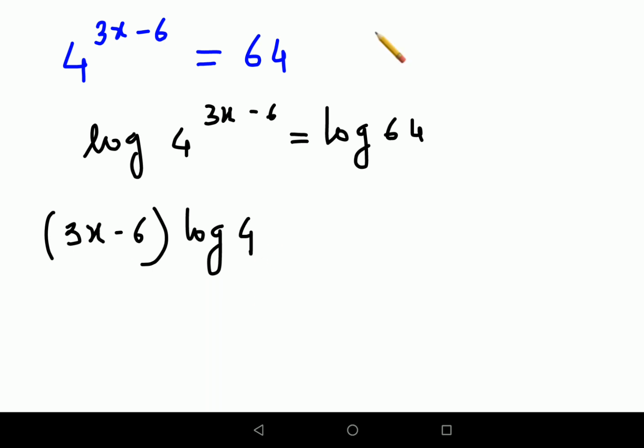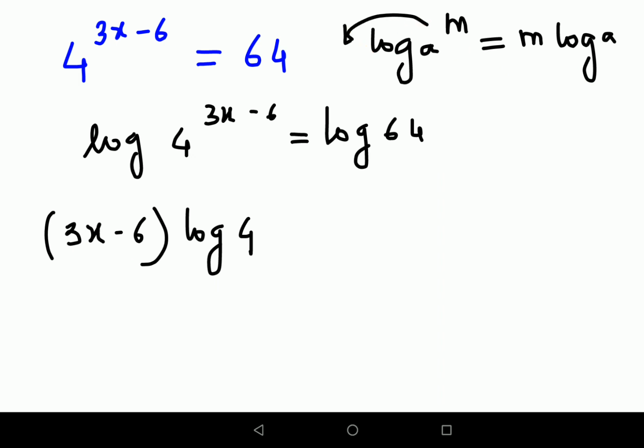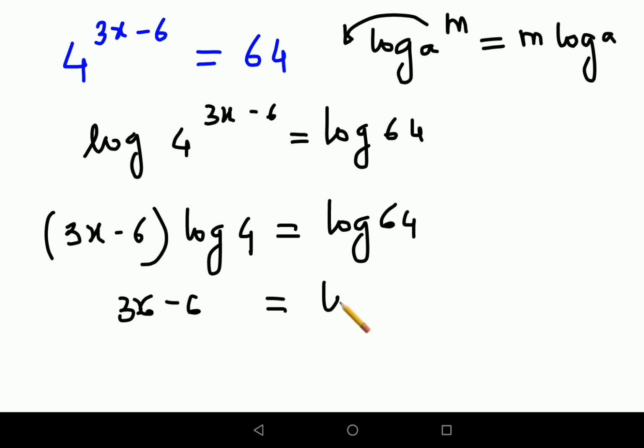Now why did I do that? Log of any number raised to an index is equal to the index into log of that number. Always the index goes ahead. This is a rule of logarithm. So this is log of 64. Now we'll keep 3x minus 6 on one side, and we'll divide both sides by log 4, giving log of 64 upon log of 4.